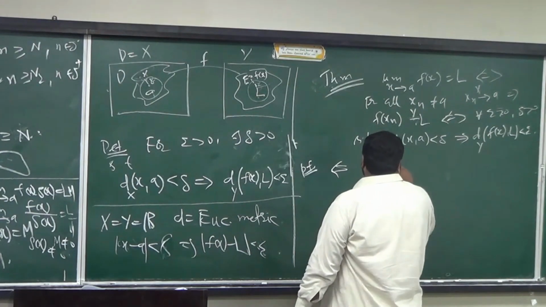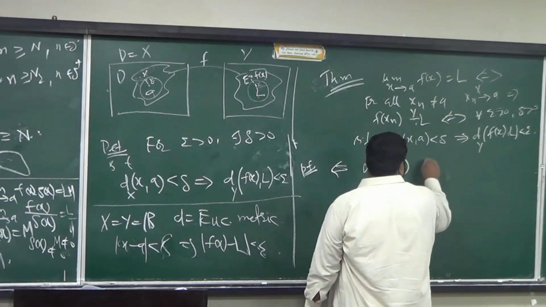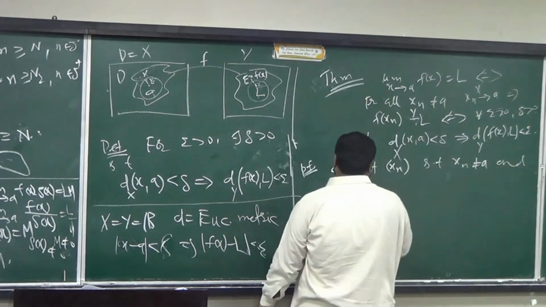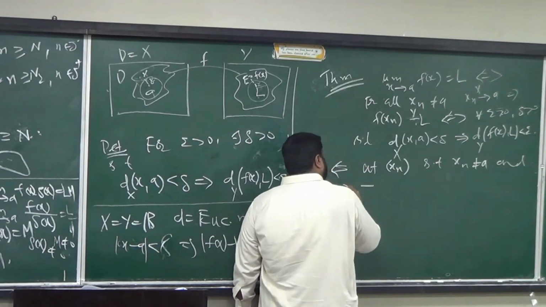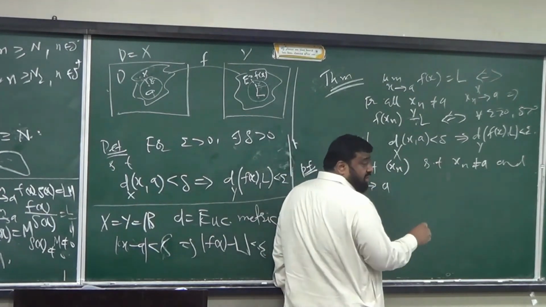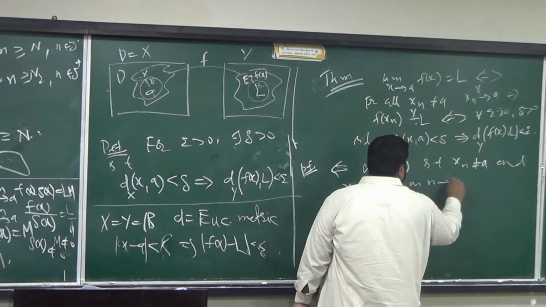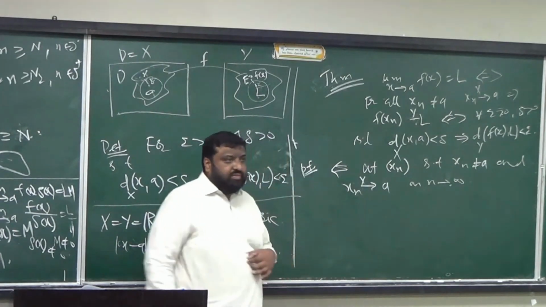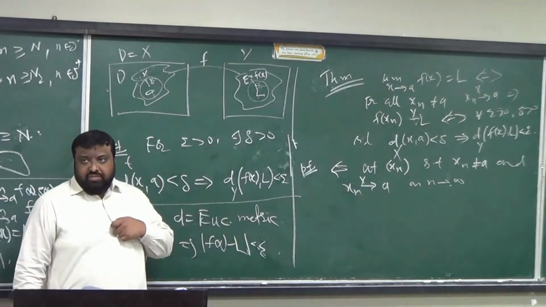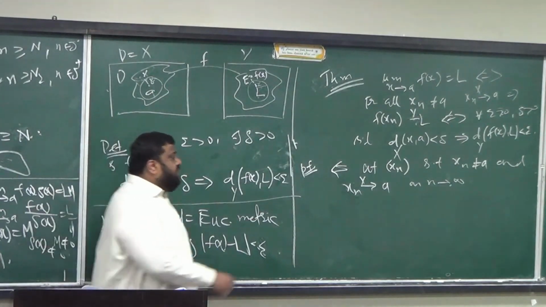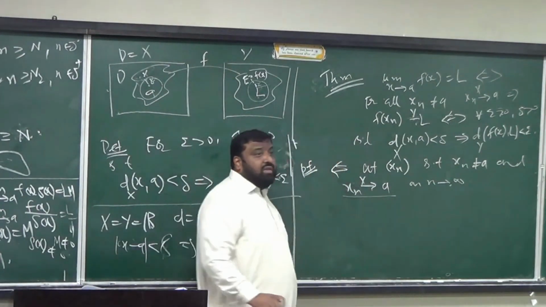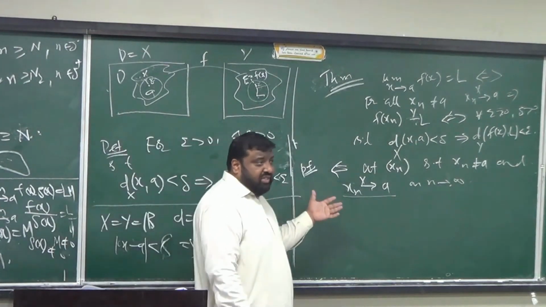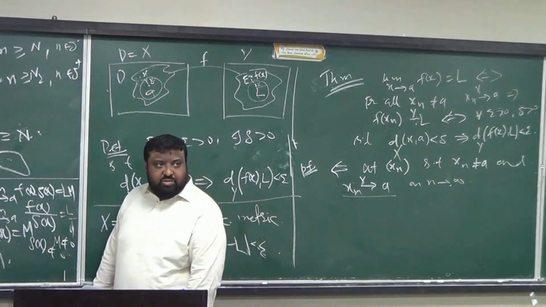So let x_n be a sequence such that x_n is different from a and x_n converges to a. Agree? What does this mean basically? What does this convergence mean in metric space? Have you done the definition of convergence in metric space?